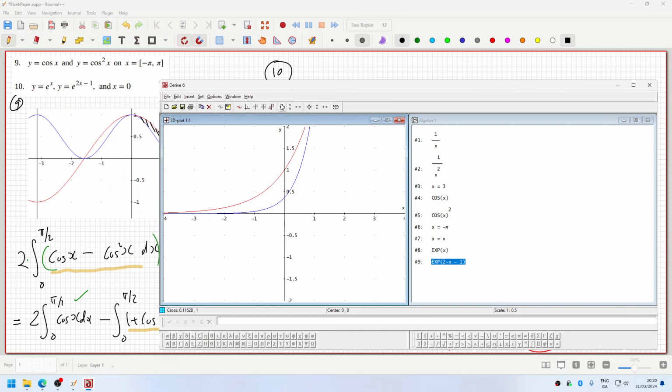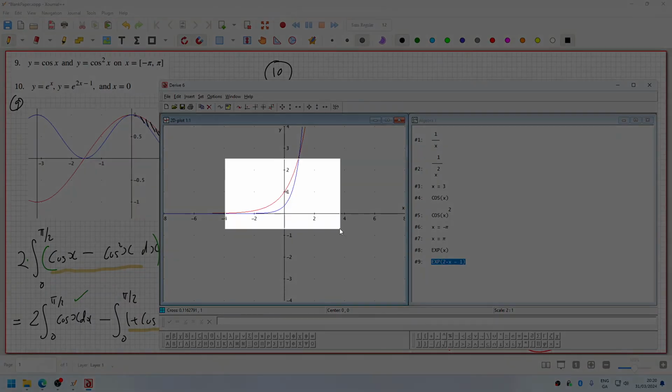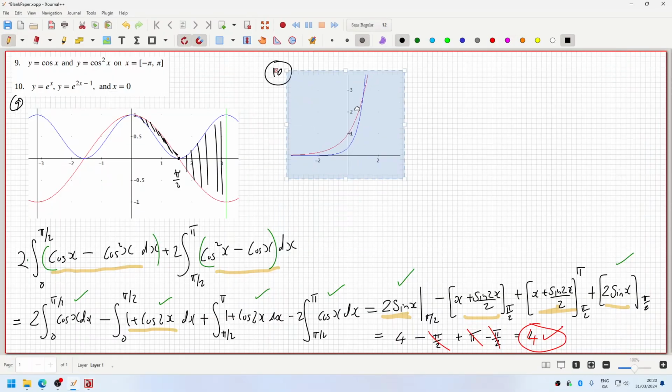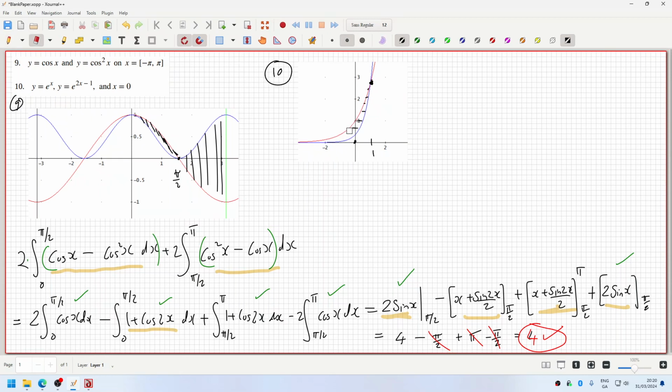10. X equals 0. So yeah, it's this area here. So that looks like 1. 2 times 1 is 2, minus 1 is 1. Yeah, so that's definitely 1. And x equals 0. So actually it's not that part, it's just this part here. Okay, so that would be the integration from 0 to 1.